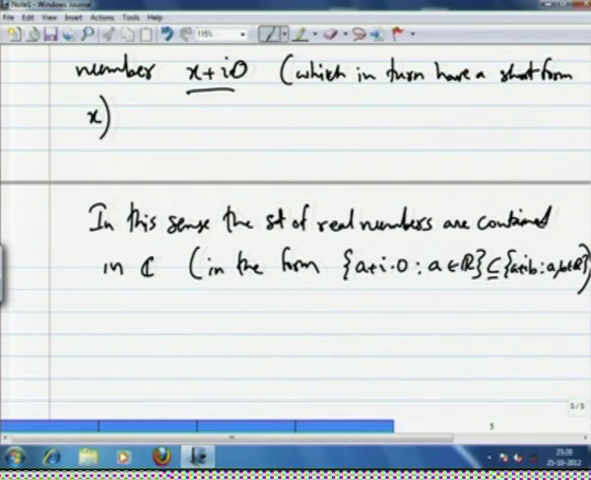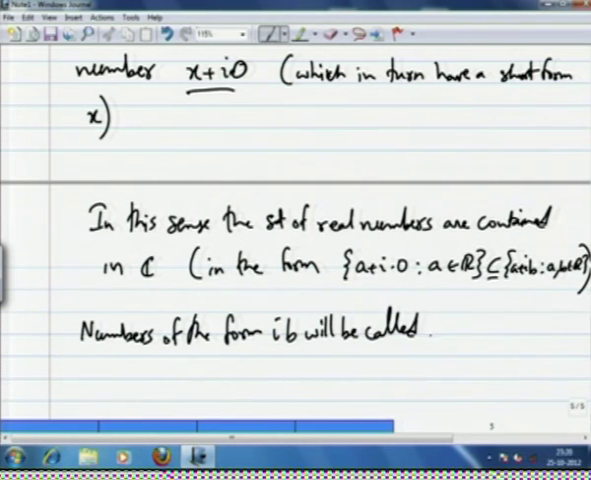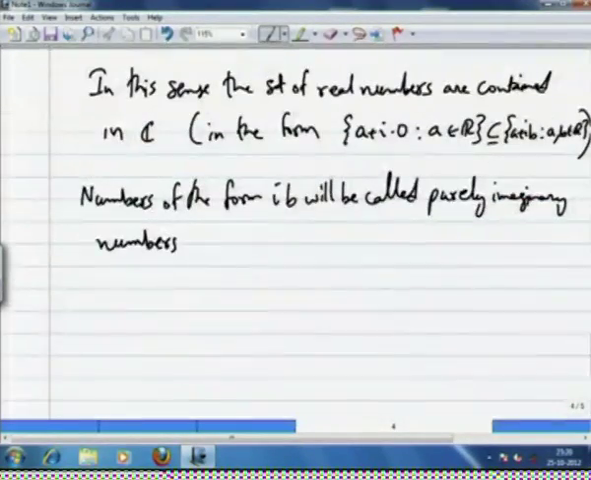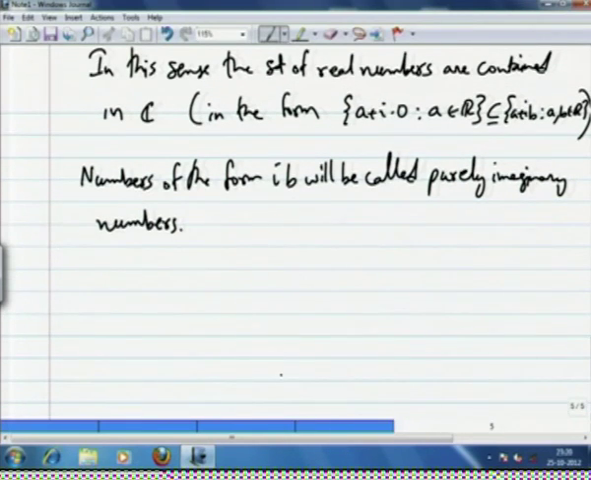And then numbers of the form I B will be called purely imaginary numbers. The numbers of the form 0 plus I B are denoted by I B or B I, and we will call them purely imaginary numbers, because there is no real part to these numbers.